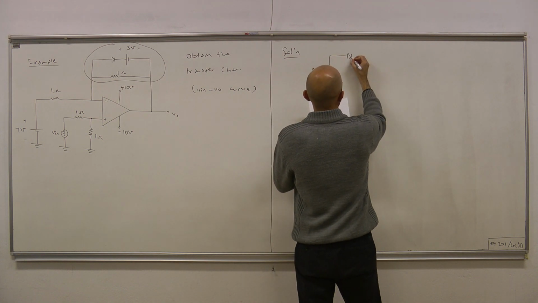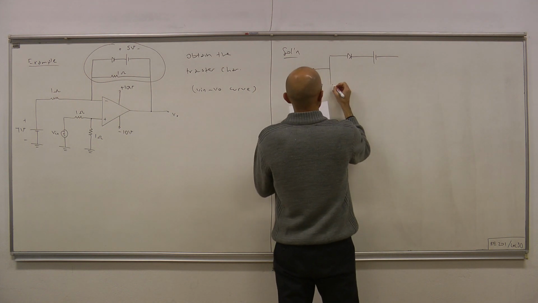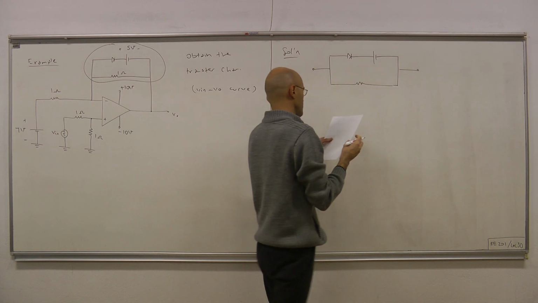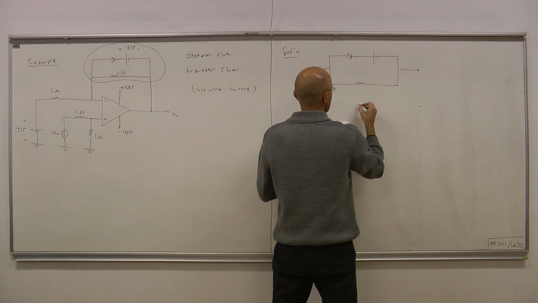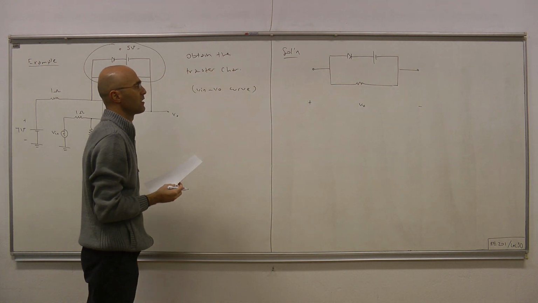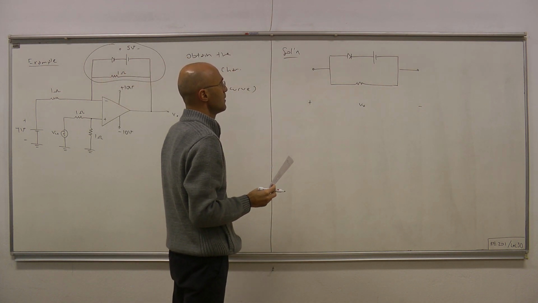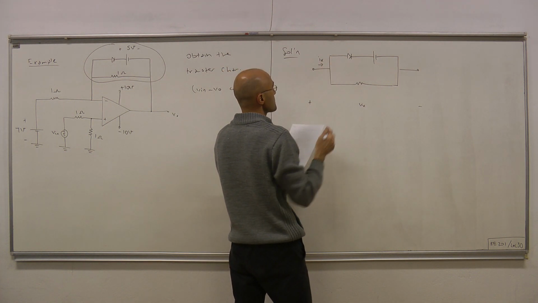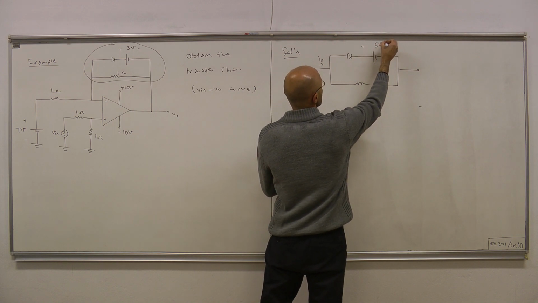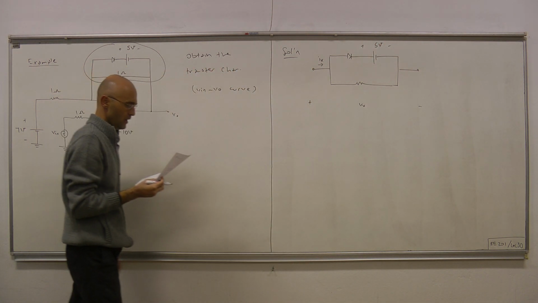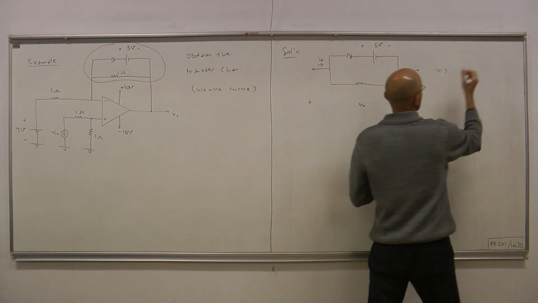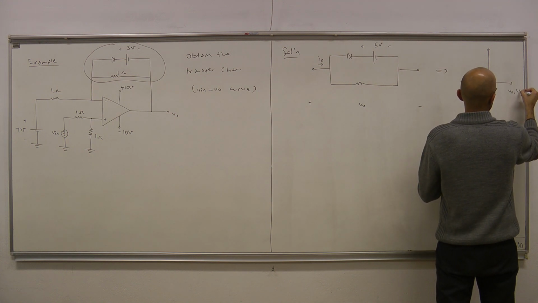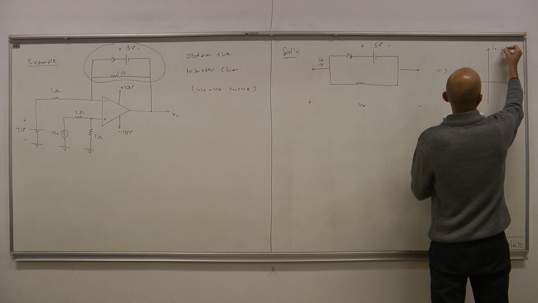So let's deal with this one port that appears in the feedback connection first. Let's call its voltage Vx, our nonlinear or piecewise linear one port component, and let this current be Ix, with the 5 volt source. Now this yields the following Vx-Ix curve.